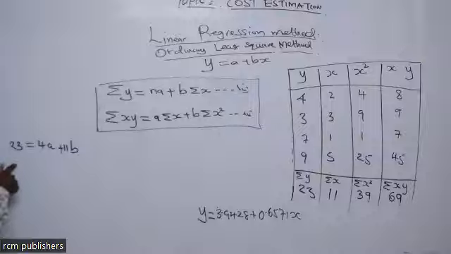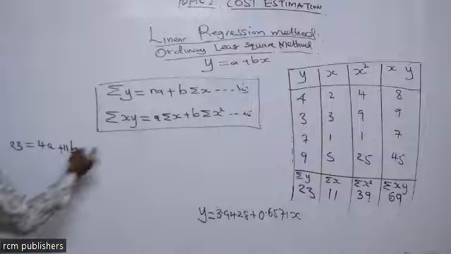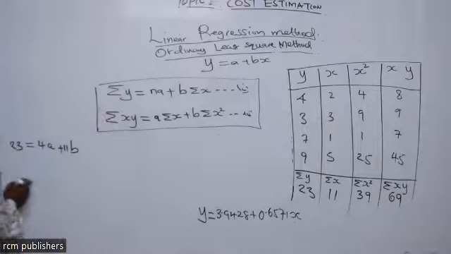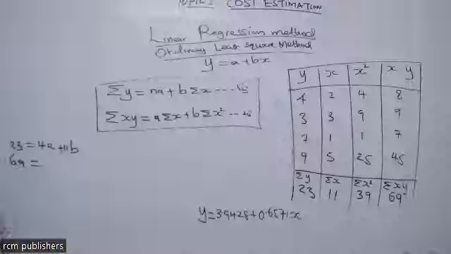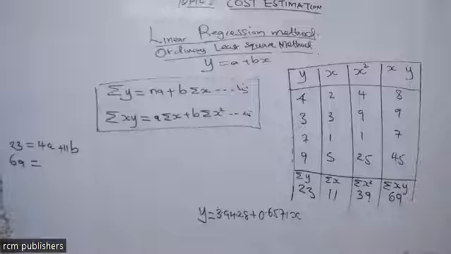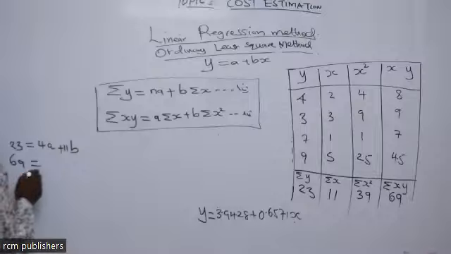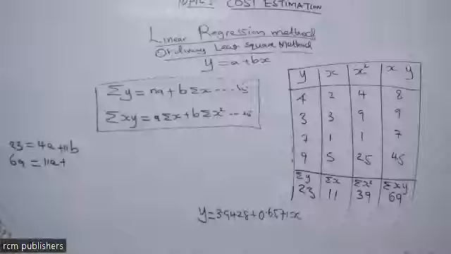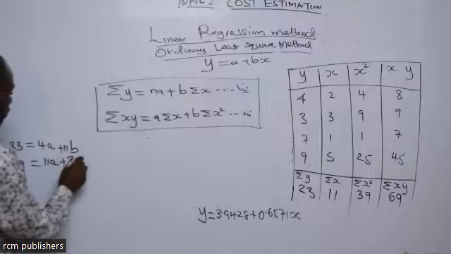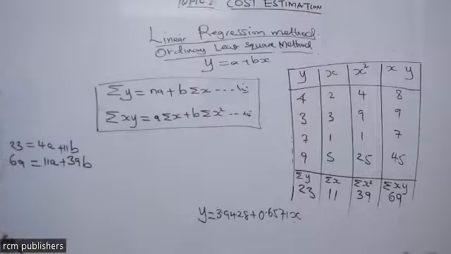Then come to this other side, summation of XY. Summation of XY, there we have 69, is equal to A, summation of X, which is 11, A plus B, summation of X squared, 39, 39B. We have two simultaneous equations.